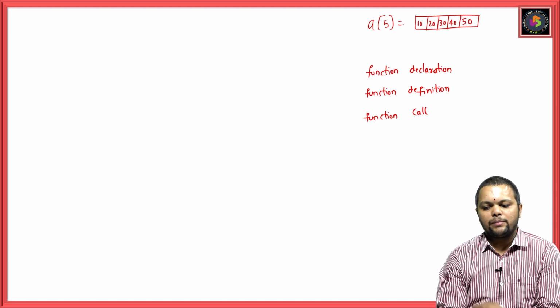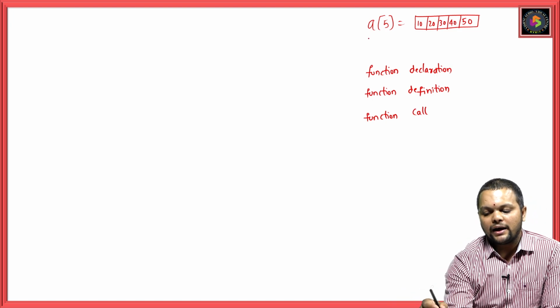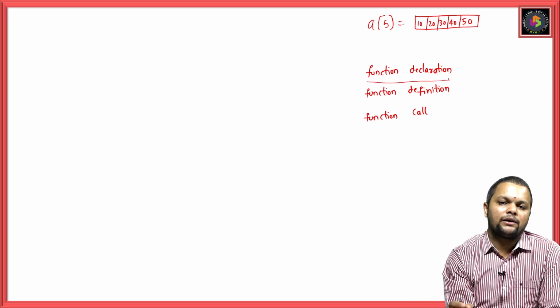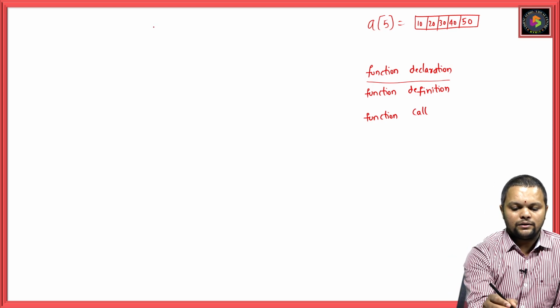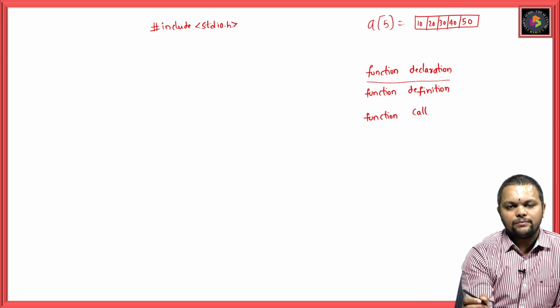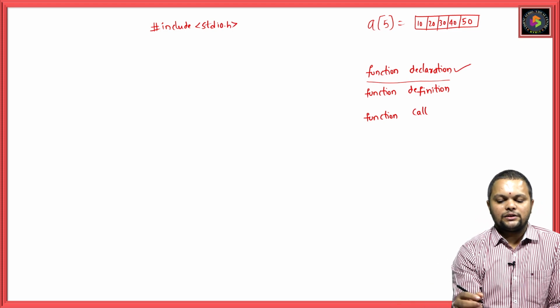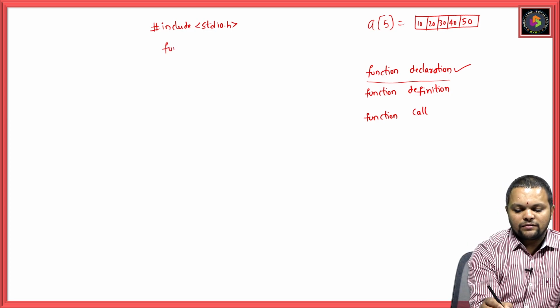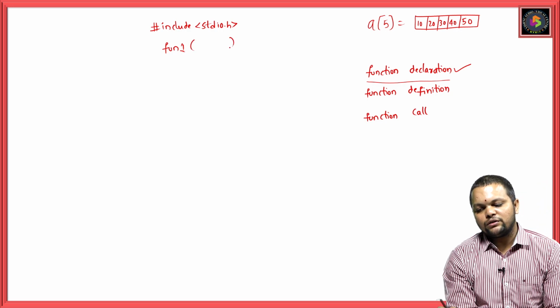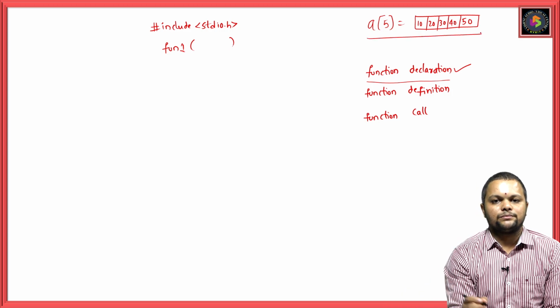Now, if I am trying to pass an array to a particular function, how can you declare that function? I will start with #include <stdio.h>, our header file. After this, I need a function declaration part. Let me say my function name is function1. I need to pass an array to this function.